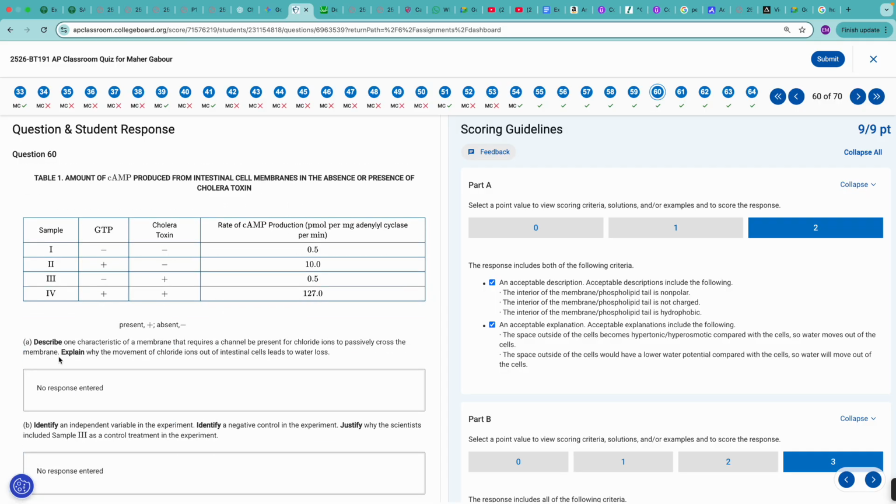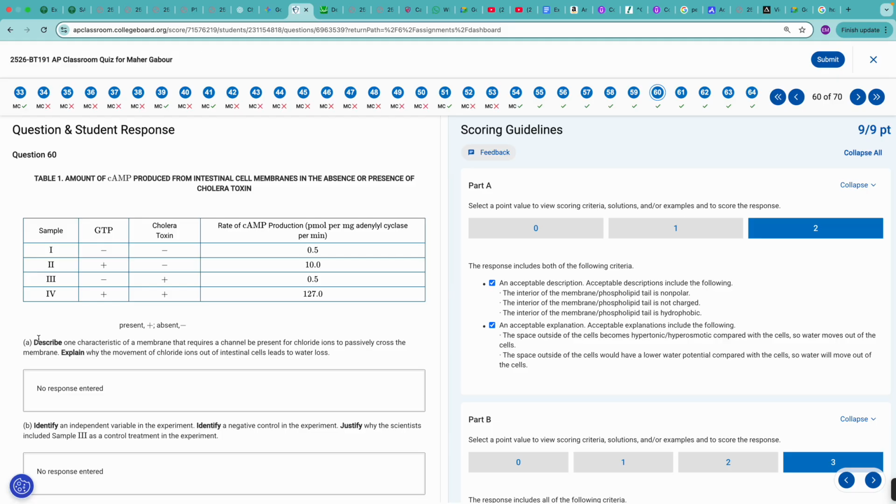Part A: describe one characteristic of a membrane that requires a channel be present for chloride ions to passively cross the membrane. What is the one characteristic that we always talk about? We always talk about that the center of the phospholipid bilayer is non-polar. So it will not allow the polar ions to cross it, which means that it needs a channel for it to passively move through the phospholipid bilayer.